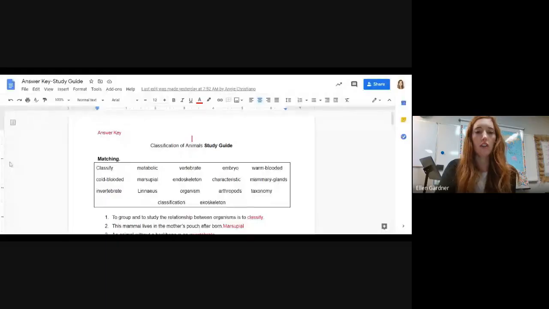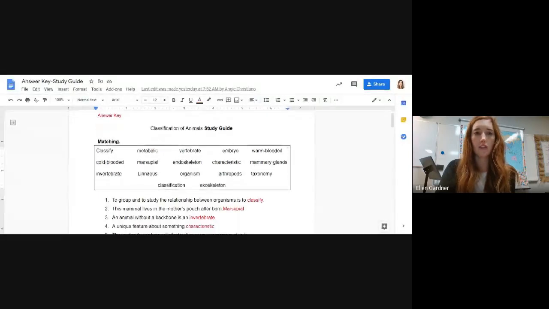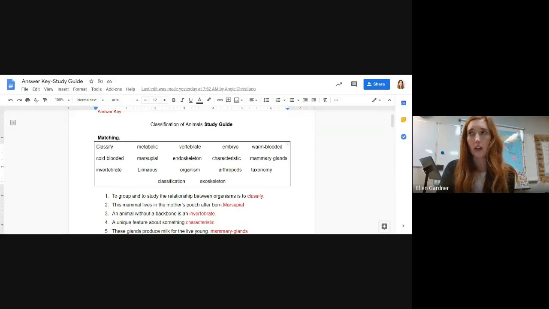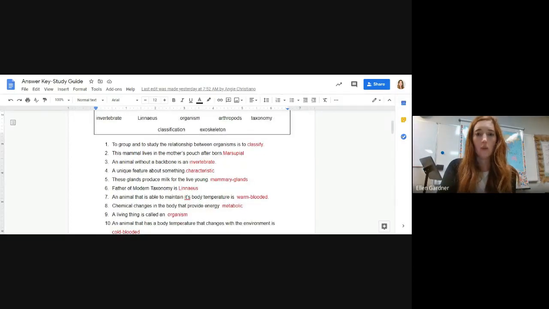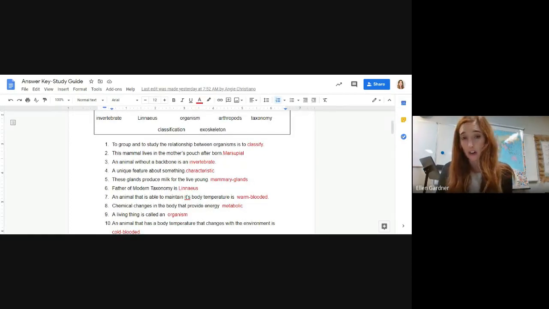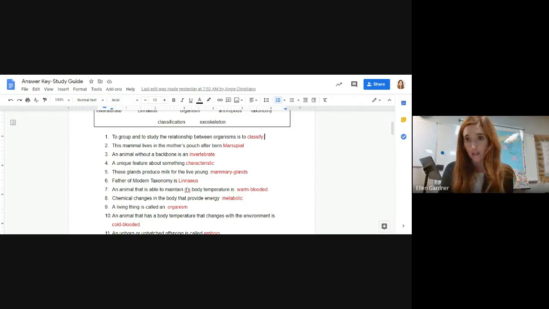So this is going to just let you know how to be better prepared for the test, which is on Friday. So here are the answers to the study guide. Once again, this looks different because this is the paper form and yours on Bright Thinker was a matching section for this part. Now, to group and to study the relationship between organisms is to classify, is the word we use for that.